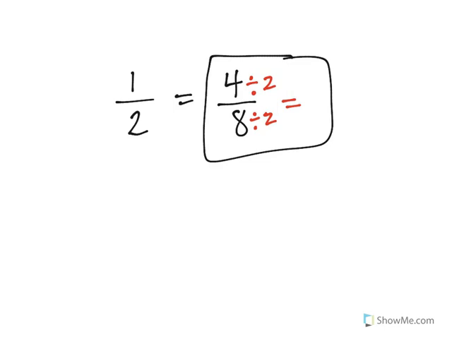Wait. 4 divided by 2? Oh, 4 divided by 2 is 2. I thought you said 8 divided by 2. 4. All right. Is this in simplest form, or can you break it down even more? Can you break it down?